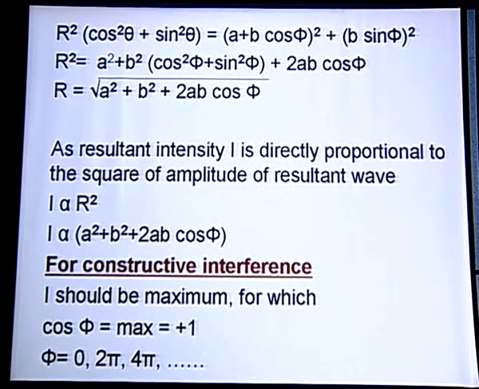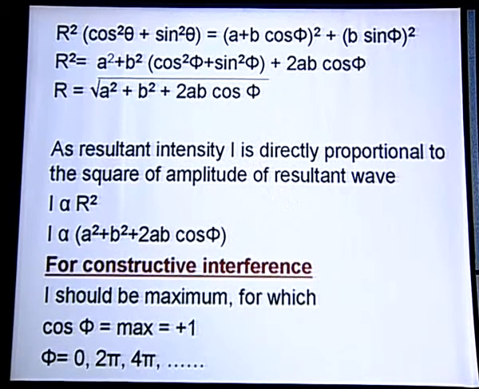Now here we have calculated the amplitude of the resultant wave. So therefore we will write down that the resultant intensity I, which we are getting here due to interference, is directly proportional to the square of the amplitude of the resultant wave. So therefore I is directly proportional to R square. So therefore I is proportional to a square plus b square plus 2ab cos phi. This is very important from your competition point of view as well as when you are going to do your numerical problems.